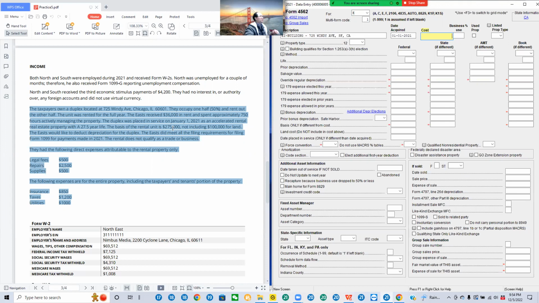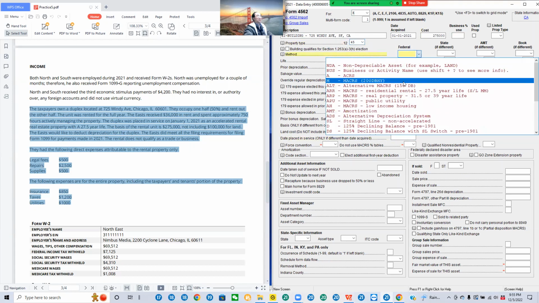The basis for the rental unit is 275. The rent value is 100K, like here. I put 100K. That's what they say in here. The base of the rental unit is 250K, not including the 100K for rent. Now, what do we use? This, like there, like here.